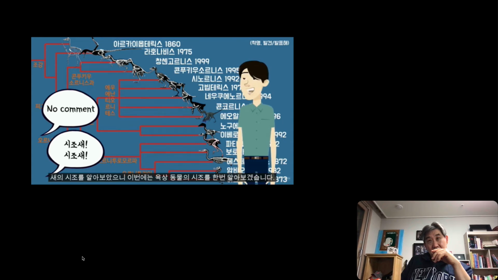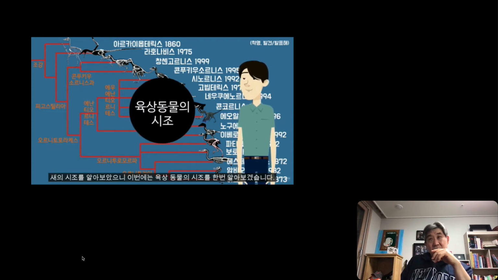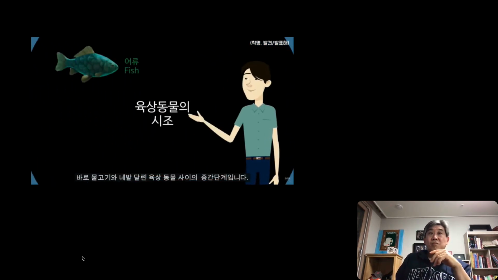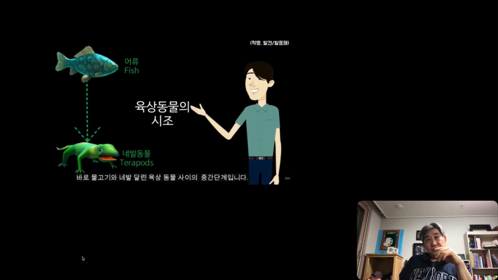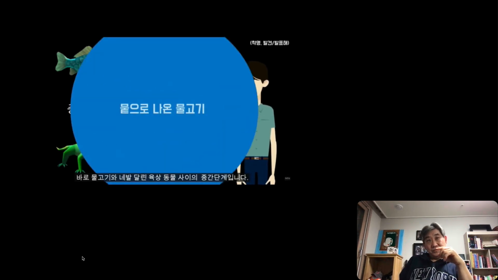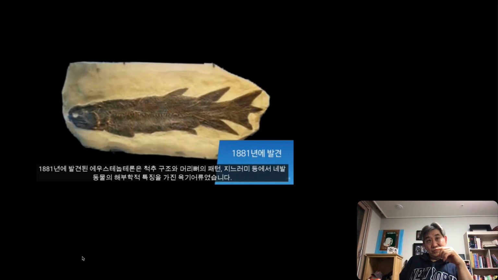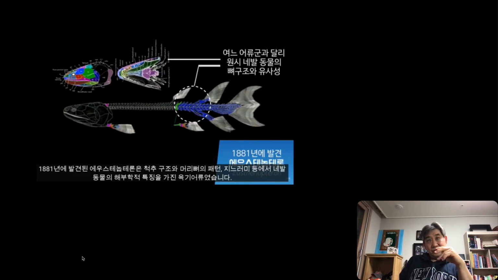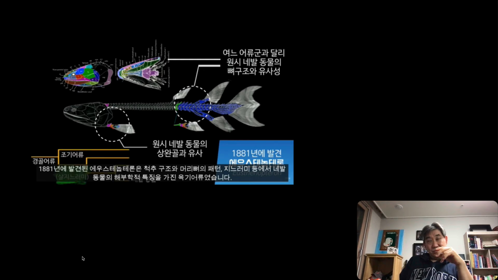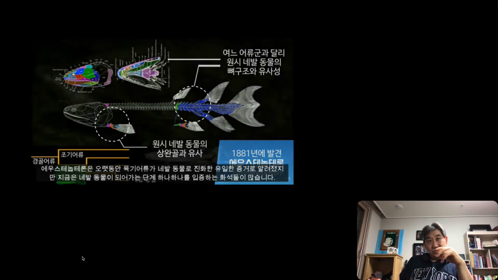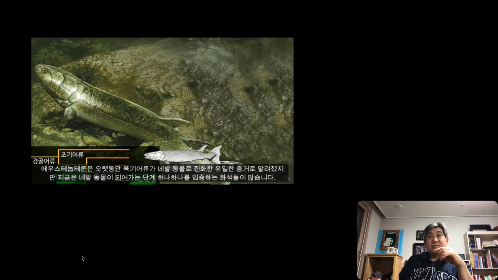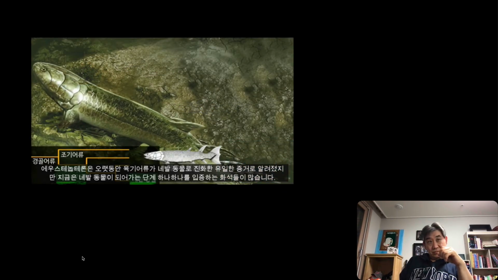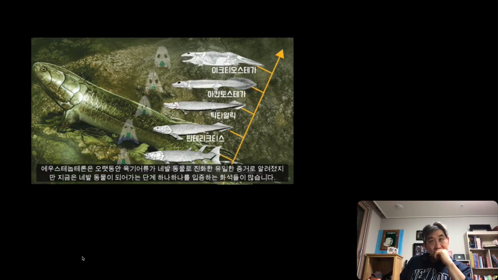새의 시조를 알아보았으니 이번에는 육상동물의 시조를 한번 알아보겠습니다. 바로 물고기와 4발 달린 육상동물 사이의 중간 단계입니다. 1881년에 발견된 에우스테노프테론은 척추 구조와 머리뼈의 패턴, 지느러미 등에서 4발 동물의 해부학적 특징을 가진 육기 어류였습니다. 에우스테노프테론은 오랫동안 육기 어류가 4발 동물로 진화한 유일한 증거로 알려졌지만 지금은 4발 동물이 되어가는 단계 하나하나를 입증하는 화석들이 많습니다.